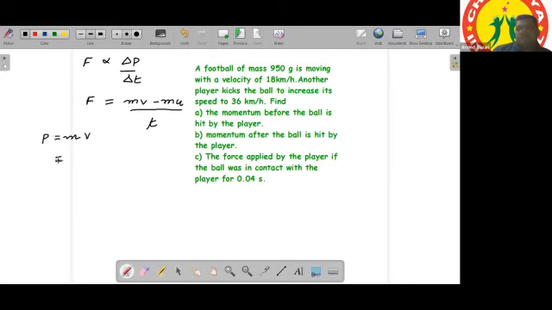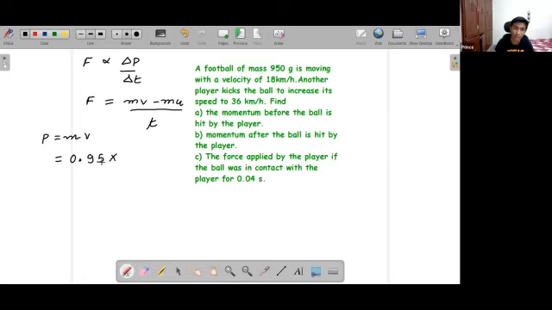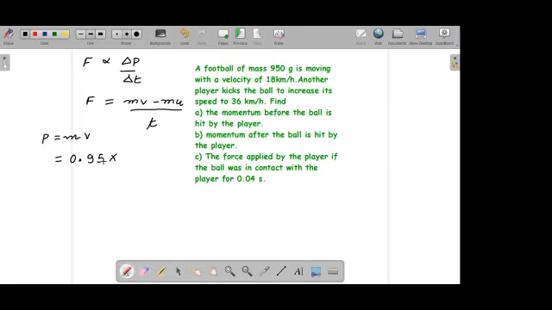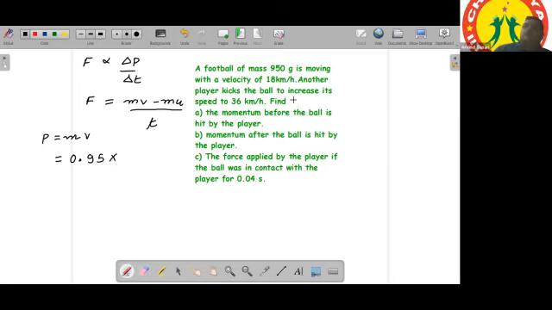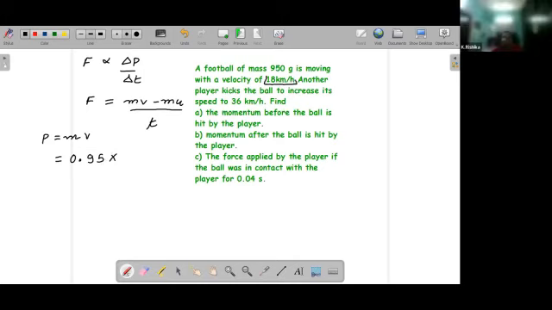And what is mass? Sir, 950 gram. So 9.5 kg. 9.5 or 0.95? 0.95. Yeah, it will be 0.95 kilogram multiplied by the velocity. So what will be the velocity? Sir, 18,000. No, not 18,000. Convert this to meter per second. I told you the shortcut method, how you can convert kilometer per hour to meter per second.